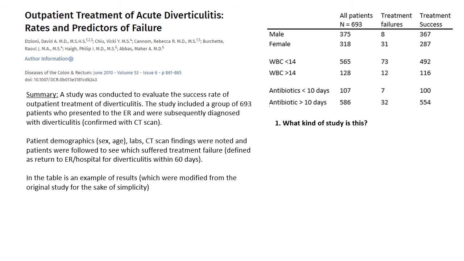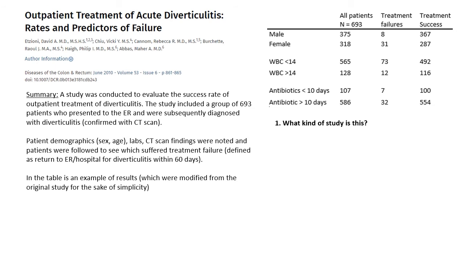Moving on to our next study, a group of ER doctors set out to investigate which factors in the initial ED course of acute diverticulitis are predictive of outpatient management failure. They did this by taking a group of 693 patients, making note of demographics like age and gender, labs like white blood cell count, and treatment decisions like the duration of prescribed antibiotics. They then followed these patients for 60 days to see who among them suffered treatment failure, which they defined as a return to the hospital for acute diverticulitis.